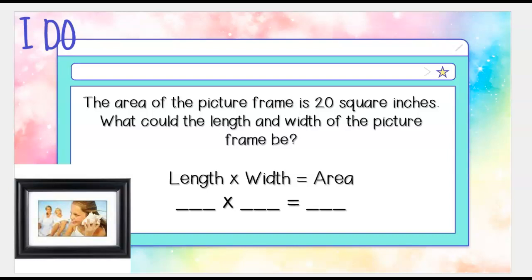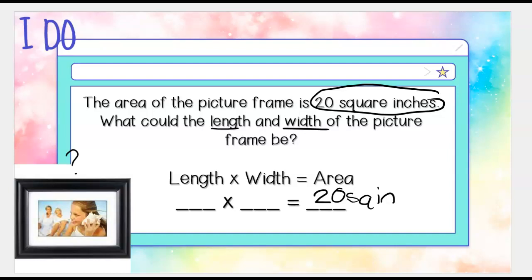So this says the area of the picture frame is 20 square inches. What could be the length and the width of the picture frame? All right, well, from this word problem, I know that the area is 20 square inches. That's what it equals. But what I'm missing, what I don't know, is the length and the width. So I have to think to myself, what are two numbers when I multiply them together that makes 20?